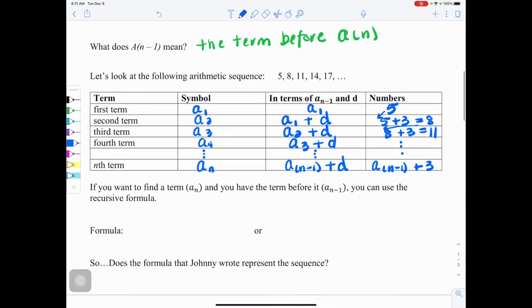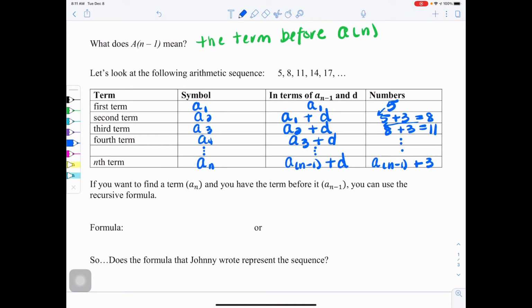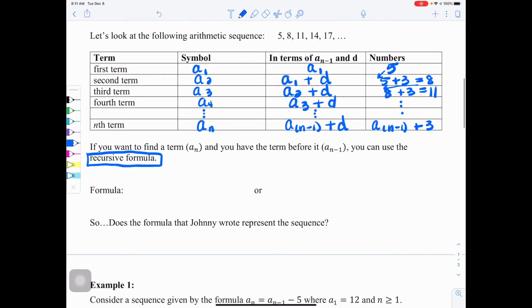Okay? Underneath, if you want to find a term, a sub n, and you have the term before it, a sub n minus 1, you can use what's called the recursive formula. So that's what we're doing right now, defining this sequence recursively. There's two options for the formula. I'm going to give you both of them. First one, a sub n equals a sub n minus 1 plus d. So remember, this is the nth term is equal to the previous term plus the common difference.